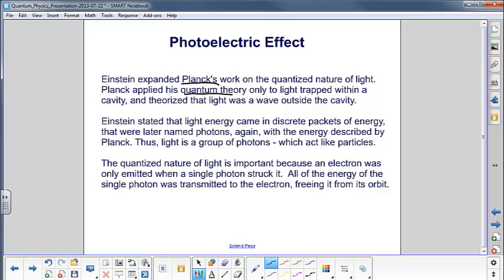Einstein said no. Light energy comes in discrete packets of energy that were later named photons. And he used the energy described by Planck. So the energy of these photons was h, Planck's constant, times the frequency. So in Einstein's mind, light is a group of photons which act like particles, which again is what Newton had said centuries earlier. The quantized nature of light is important because an electron was only emitted when a single photon struck it. So you had to have one photon hitting one electron. All of the energy of that photon, which is why it's frequency dependent, was transmitted to the electron, freeing it from its orbit in the metallic substance and letting it leave.